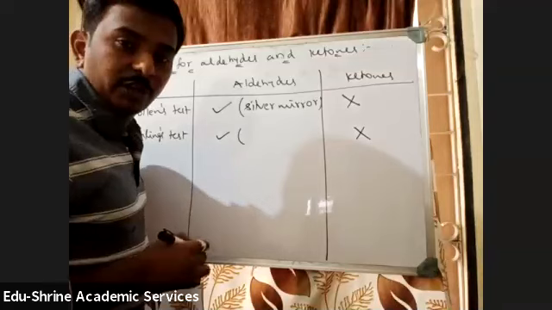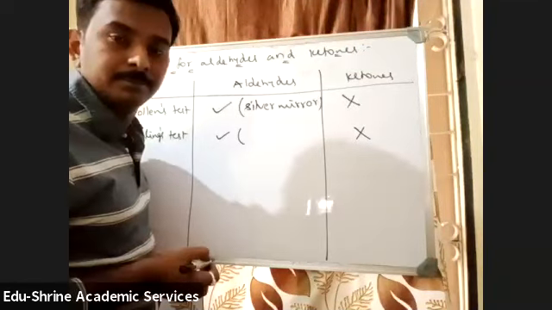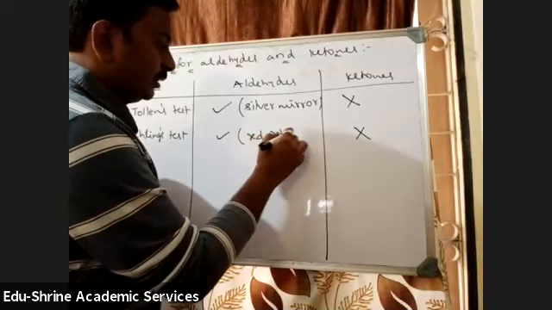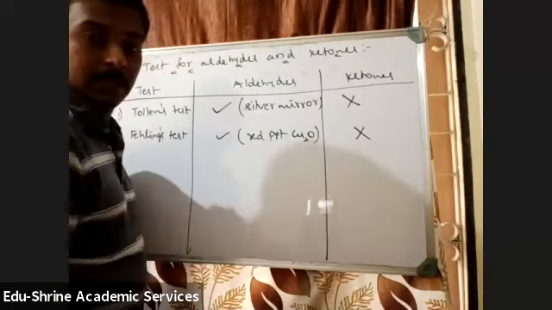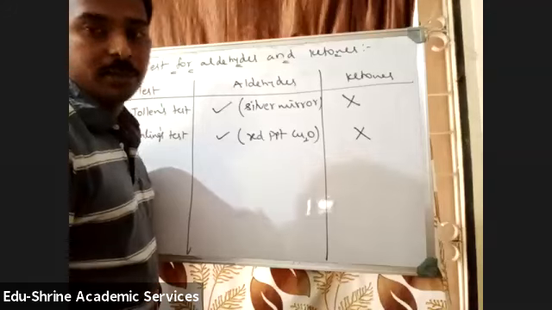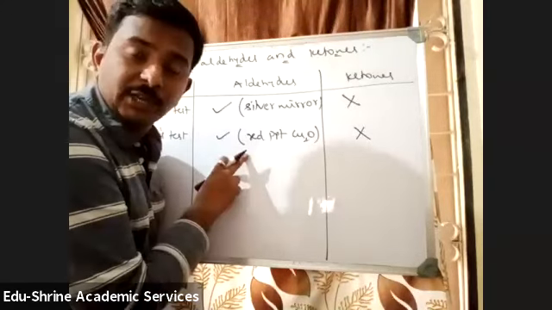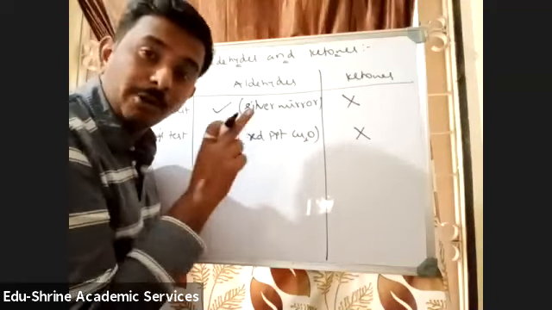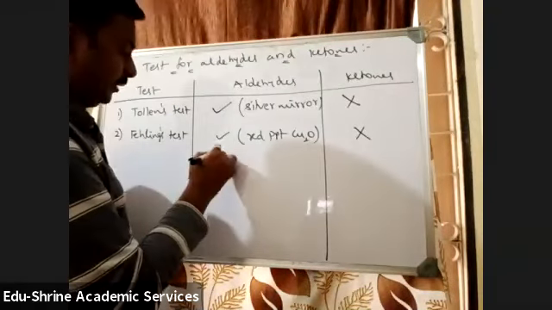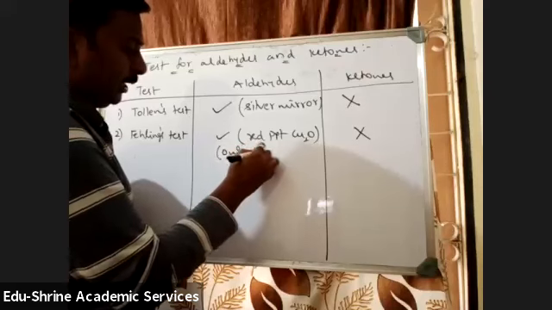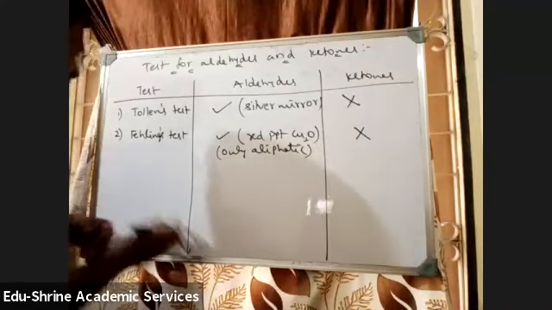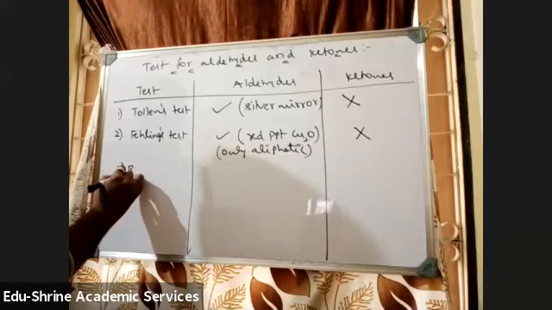What is the observation you will get? Yes, a red precipitate of Cu2O. What type of aldehydes will give this test? Only aliphatic or only aromatic or both? Only aliphatic. So in bracket you can write only aliphatic. Okay? Third one, Benedict's test.